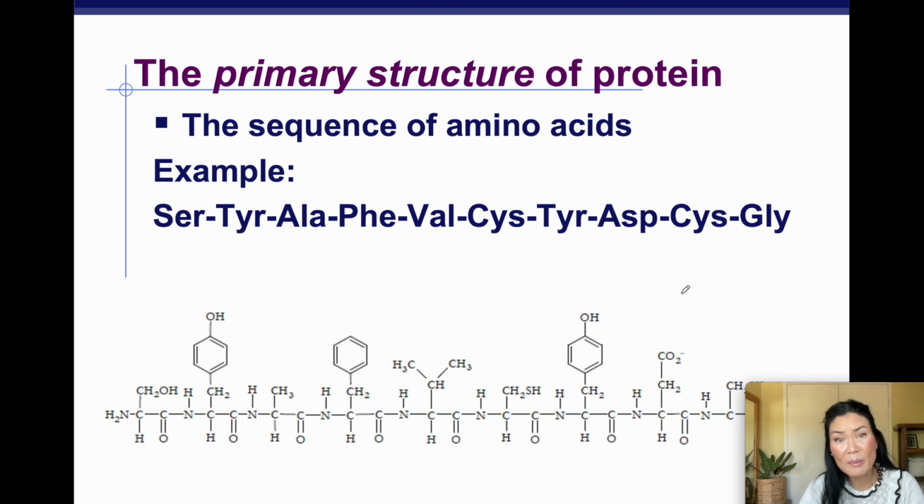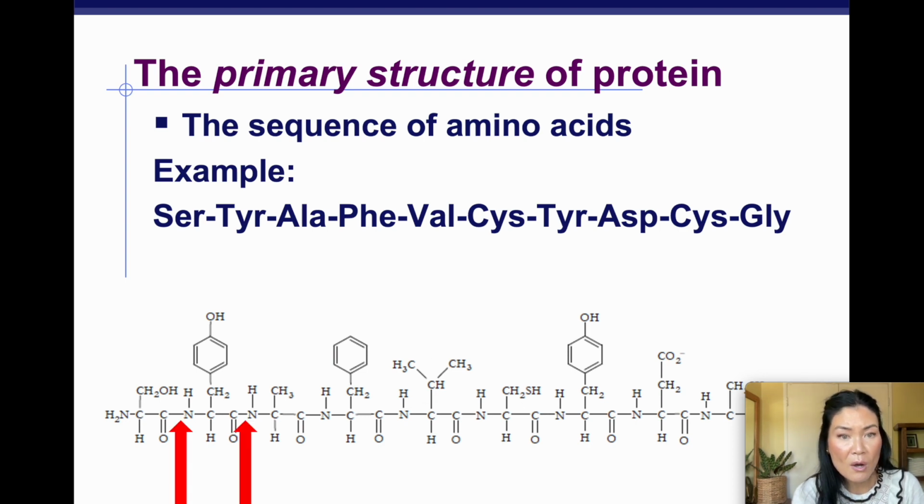So we do need to talk about protein structure now because enzymes are proteins. Remember the 4 levels of protein structure. You've got the primary, secondary, tertiary, and quaternary. Let's first talk about the primary structure of protein. This is basically the amino acid sequence, right? So our example here, we've got serine, tyrosine, alanine, phenylalanine, valine, cysteine, tyrosine, aspartic acid, cysteine, and glycine. There's 10 of them. And so you have a chain of amino acids.